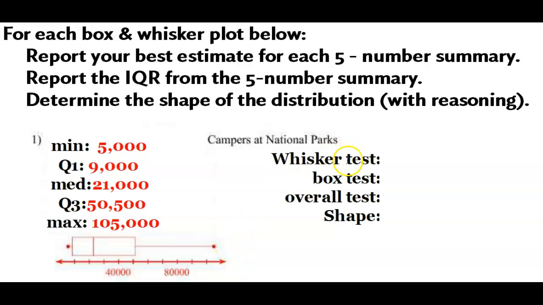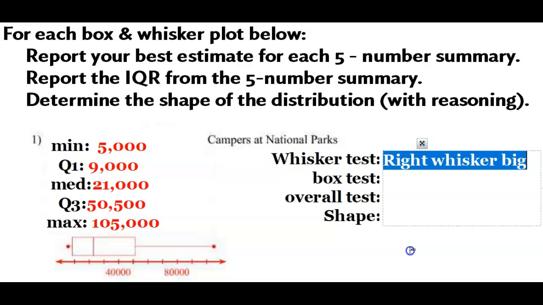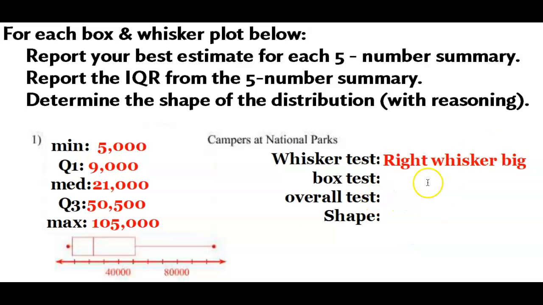Alright, whisker test. You say which whisker is bigger. That's the left whisker. It's tiny. That's the right whisker. It's huge. So the right whisker is bigger. You can just write right. You don't actually have to do all of that. I'm just trying to re-emphasize. You look at the whisker and which one's bigger. The question is, which one's bigger?